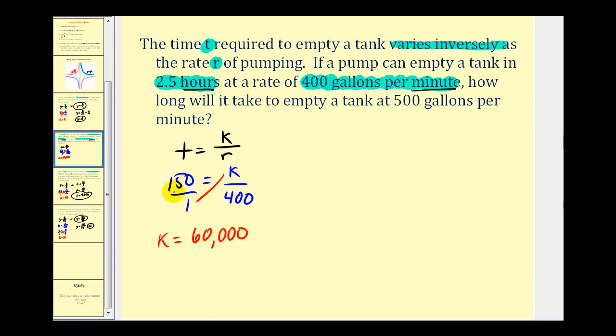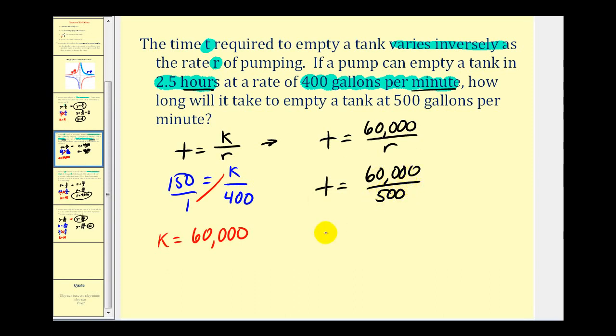Now we do have to remember that our time will be in minutes when we finish. So our inverse variation equation will be time equals 60,000 divided by the rate in gallons per minute. So now if the rate changes to 500 gallons per minute, we'll have time equals 60,000 divided by 500. This will give us t, or time, equals 120 minutes, which we could convert to 2 hours. So when the rate increases to 500 gallons per minute, the total time would be 120 minutes or 2 hours. So if the rate increases, notice our total time has decreased.